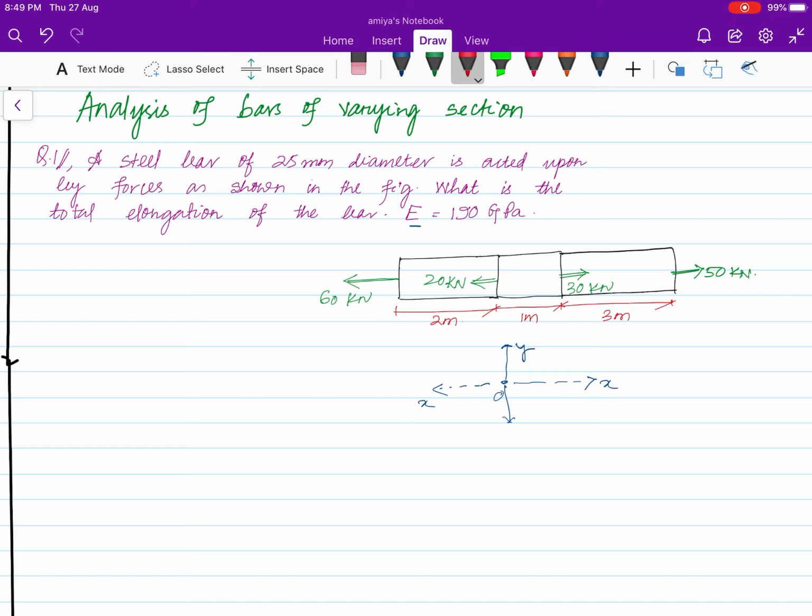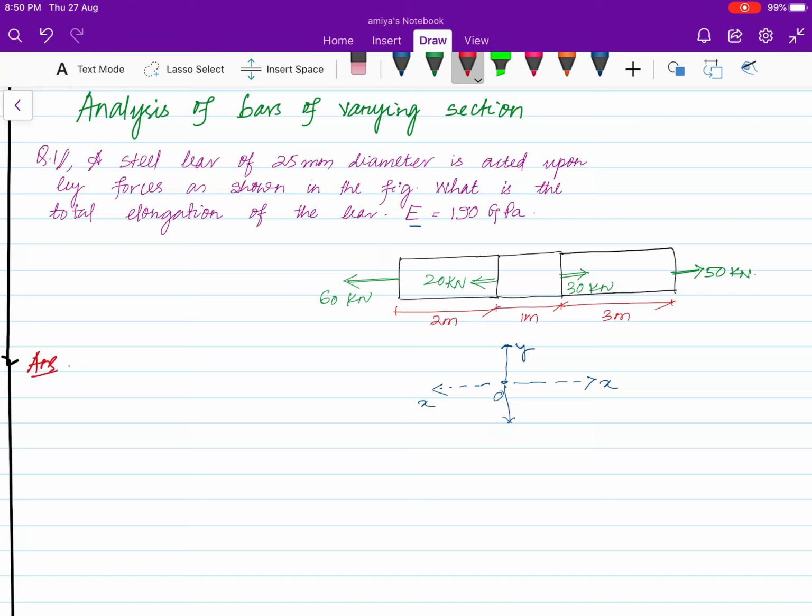The question is given: a steel bar of 25 millimeter diameter is acted upon by forces as shown in the figure. What is the total elongation of the bar? So how are we going to approach this type of problem? For this type of problem, first we have to check whether the forces are in equilibrium or not. So let's start.